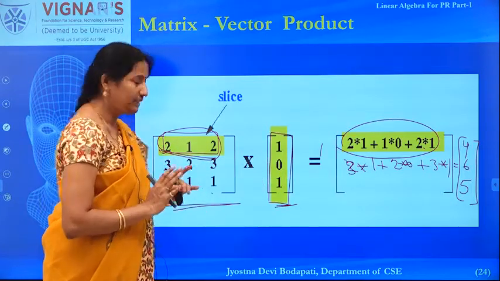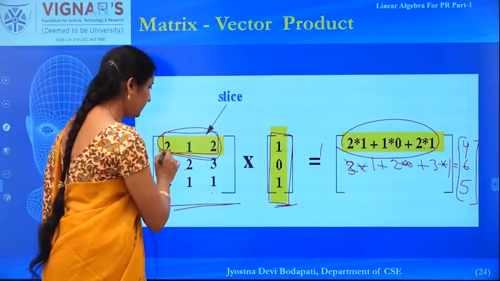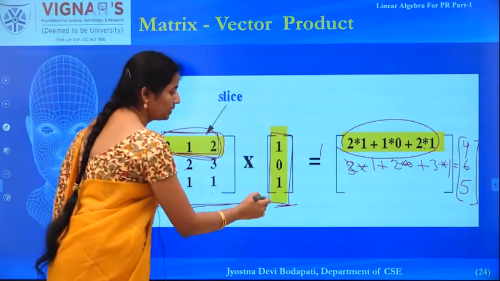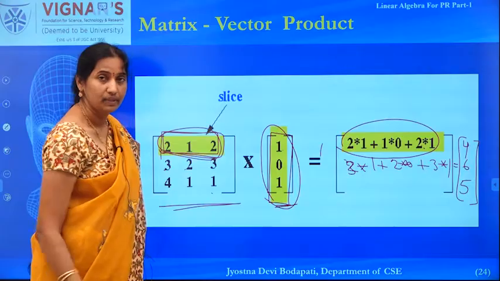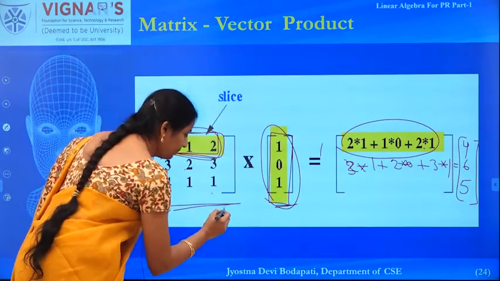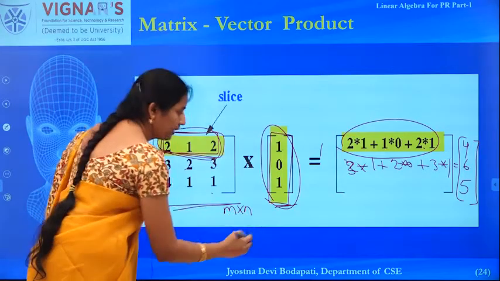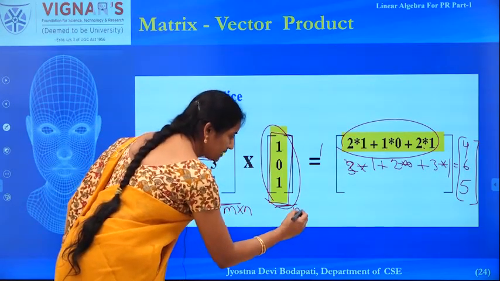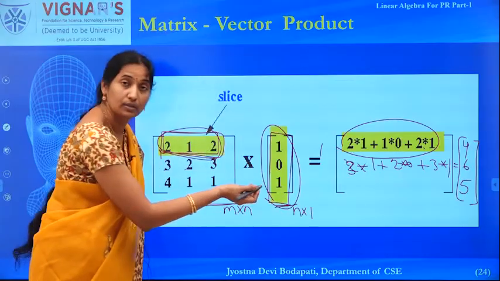But you should remember that the number of columns in the matrix must be equal to the size of your vector. They should be compatible in size, otherwise you cannot multiply. For example, if the matrix is of size m by n, then your vector is always represented as n by 1, as long as it is a column vector.